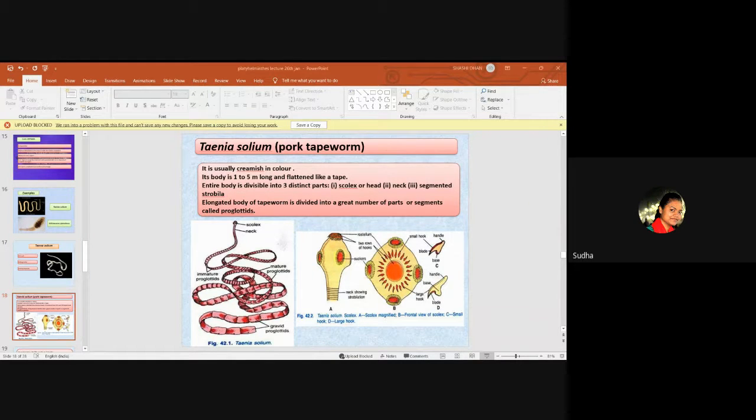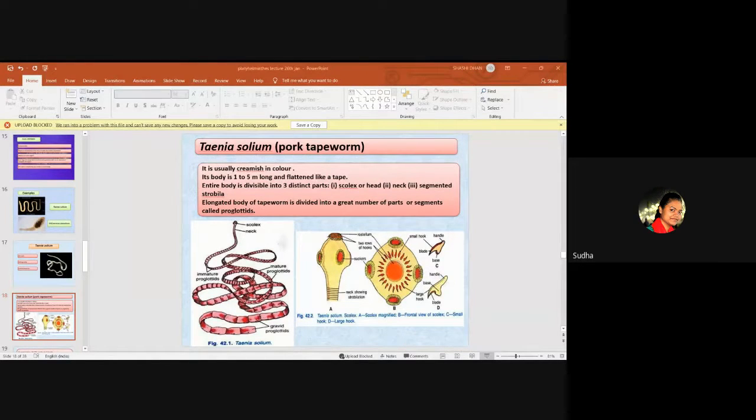Before going to Platyhelminthes, I would like to tell you about the other phyla that we have studied earlier. Maybe you know some of them, as listed here: Protozoa, Porifera, Cnidaria, Ctenophora, Nemathelminthes, Mollusca, Annelida, Arthropoda, Onychophora, Echinodermata. Today we will mainly be discussing Platyhelminthes.